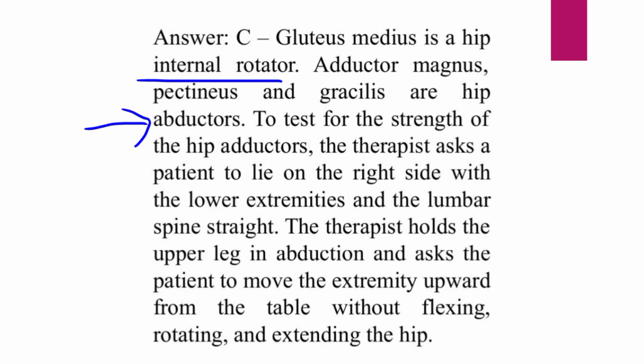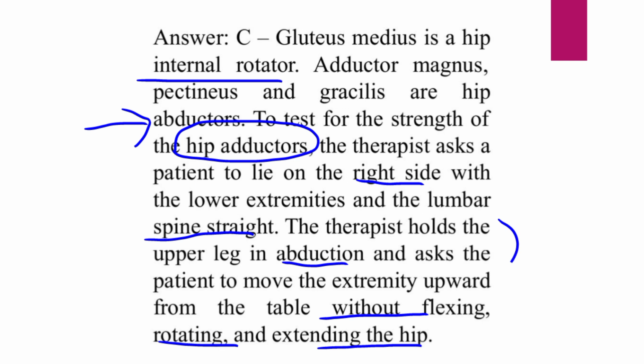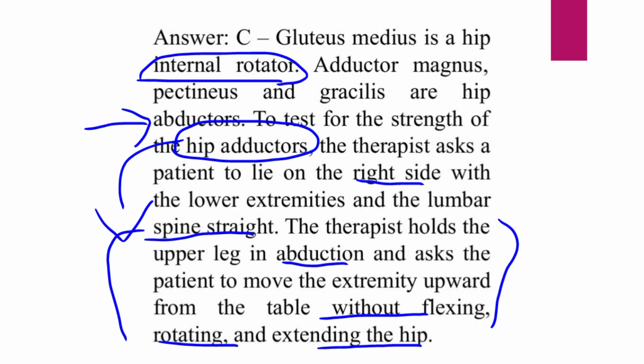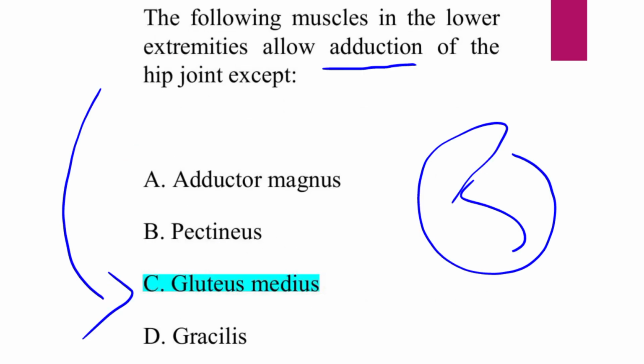To test the strength of hip adductors, the therapist asks the patient to lie on the right side with the lower extremity and lumbar spine straight. The therapist holds the upper leg in abduction and asks the patient to lift the lower extremity upward from the table without flexing, rotating, or extending. If he can do it, then the hip adductors are strong. So in this case, option C is correct, which is not a hip adductor. This is the gluteus medius.